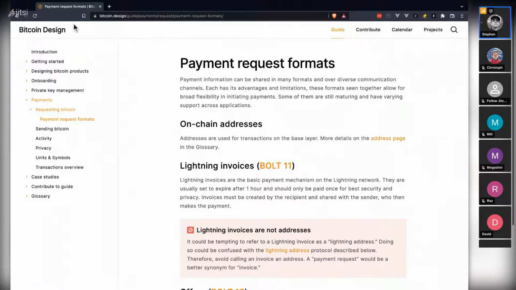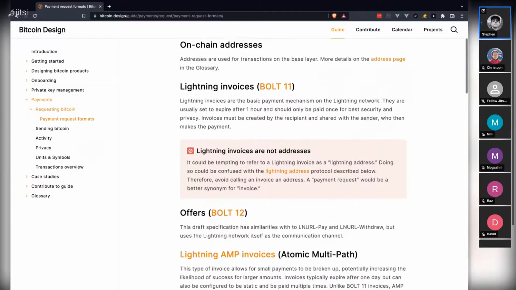Yeah. This is on the design guide live right now. You can get to it by drilling down into the payments, requesting Bitcoin, and then going to payment request formats. And I think Christoph or Bosch, one of them put this page together.